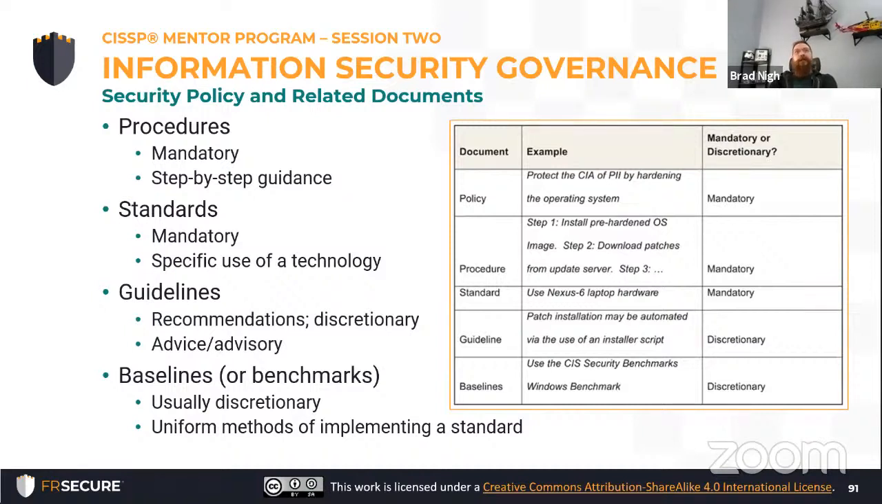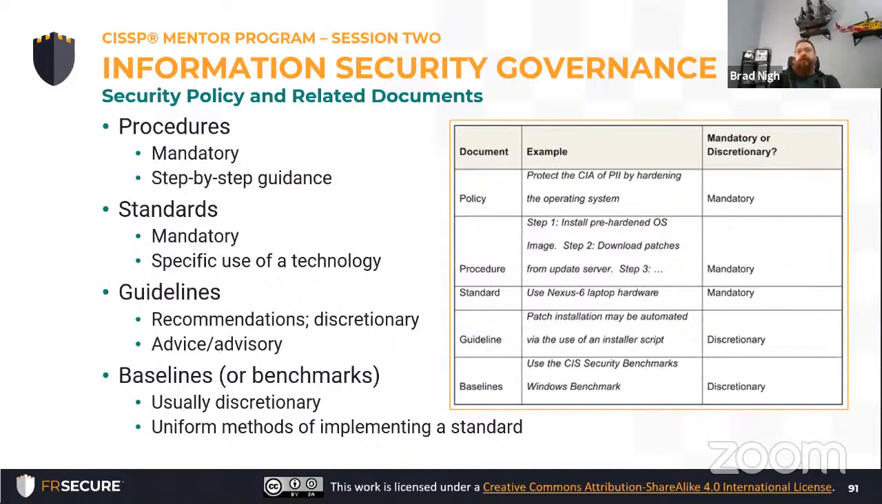Right? The procedures are, again, mandatory, and this is your step-by-step guidance. Procedure is, how am I going to do the activity that complies with the policy? Build procedures, those are the typical things that you would see. How do I do these things? In this case, we're going to harden the system. So what am I going to do? I'm going to install the OS image, download any updates, and then on and on.